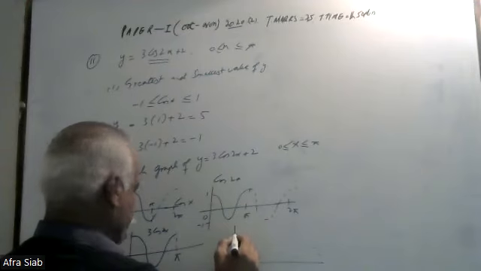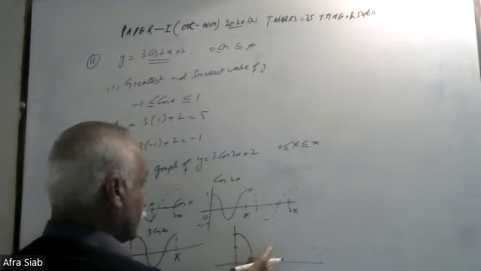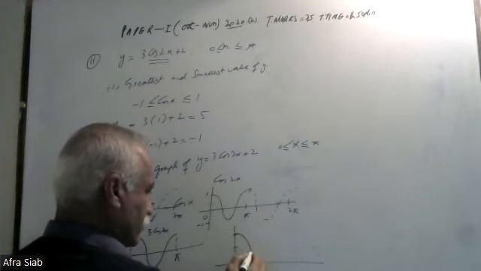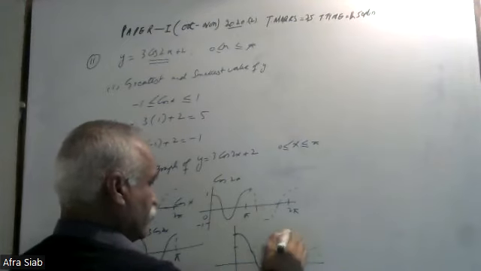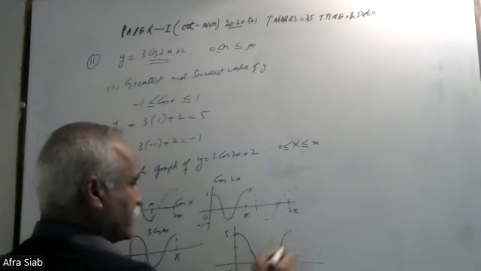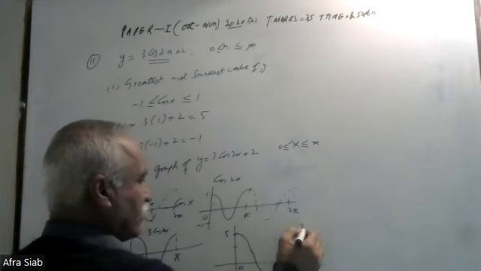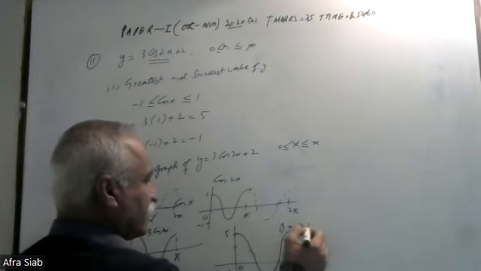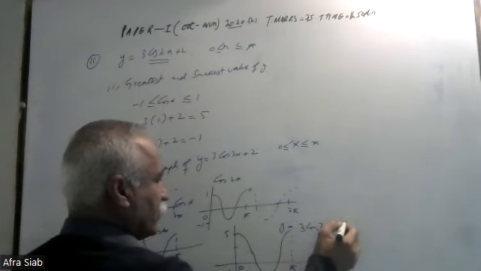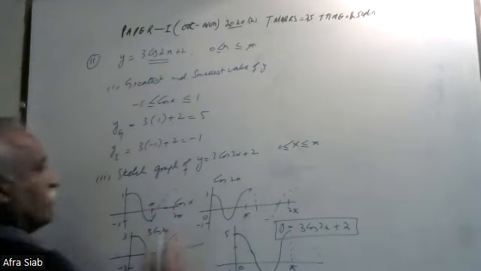So this value is becoming what? 5. This value is what? Minus 1. This value is pi. This is 0. And this is the graph of 3 cos of 2x plus 2, which is the final graph of this equation.